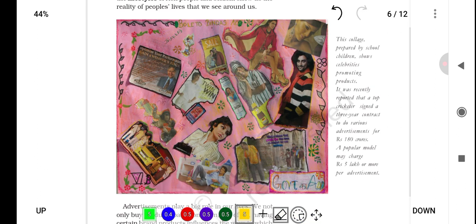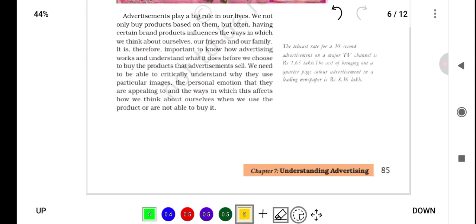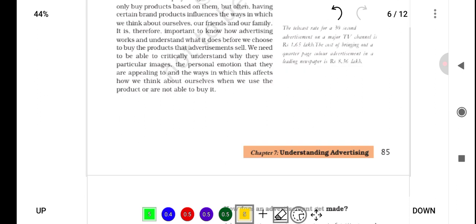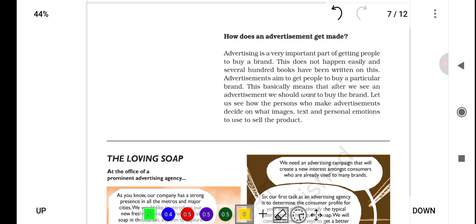Yes, you can see here children have made a collage of different kinds of advertisement, whether that may be of sauce, Aquaguard, innerwear, a car, whatever that may be. The telecast for a 30-second advertisement on a major TV channel is rupees 1.65 lakh. The cost of bringing out a quarter-page color advertisement in a leading newspaper is rupees 8.36 lakh. Can you even imagine how much money is being spent on making these kinds of advertisements and marketing them?